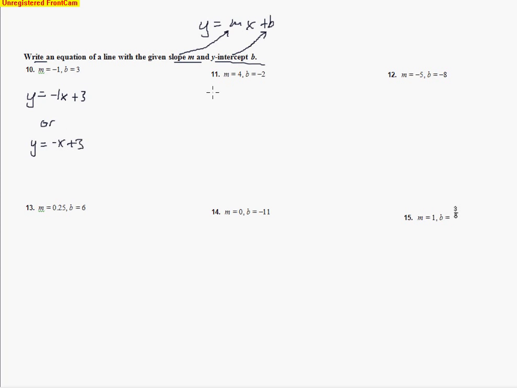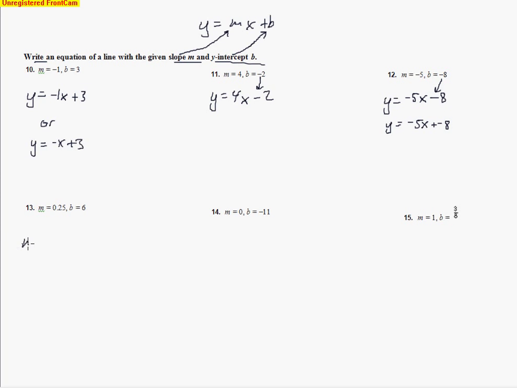So this next one, y equals 4x minus 2. Minus 2 because of that negative sign right there. And here we have y equals -5x minus 8. Again, another negative sign in front of the y-intercept, so we can write just minus 8. And that's the same thing as saying y equals negative 5x plus negative 8. It means exactly the same thing.